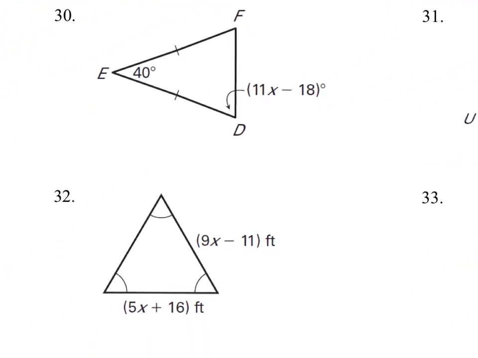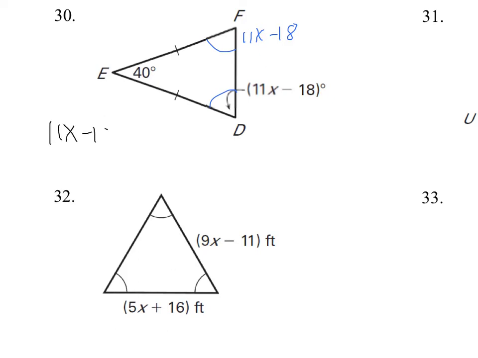Number 30. Okay, so this is kind of the opposite. We have two sides that are the same. That means these two angles will be the same. Now you might be tempted, because this is also 11x minus 18, you might be tempted to set these two equal to each other, and indeed they are equal measures, but you're not going to get anywhere. Let me just show you what happens, and then I'll erase it.